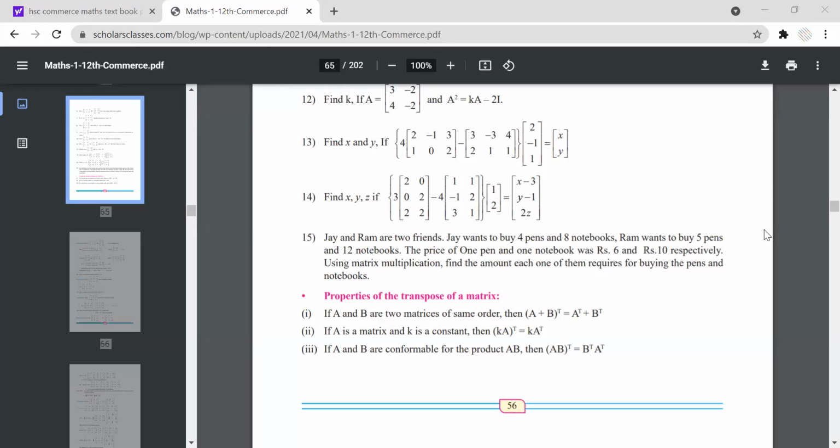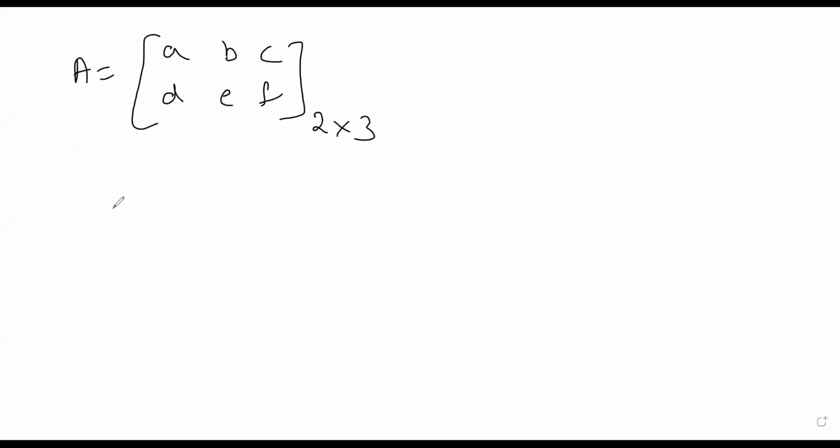Transpose of a matrix. पहले तो हम लोग लिख लेते हैं कि ट्रांसपोज क्या होता है. If A is a matrix of a, b, c, d, e, f, so the order of the matrix is 2 by 3.